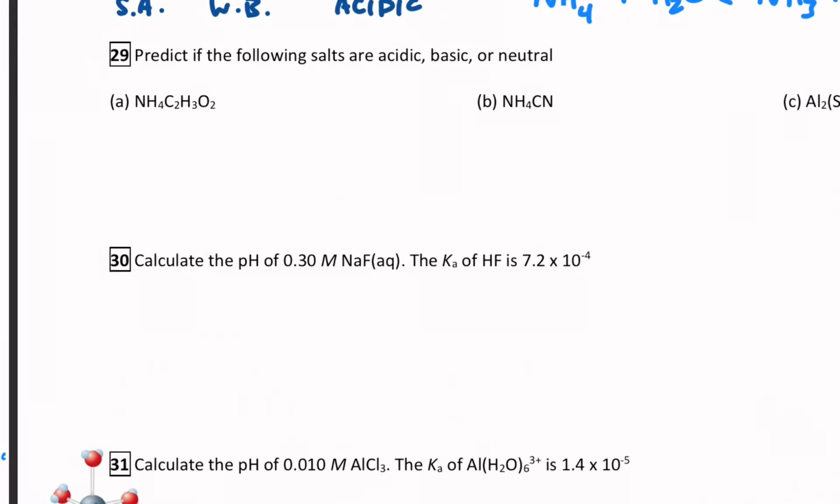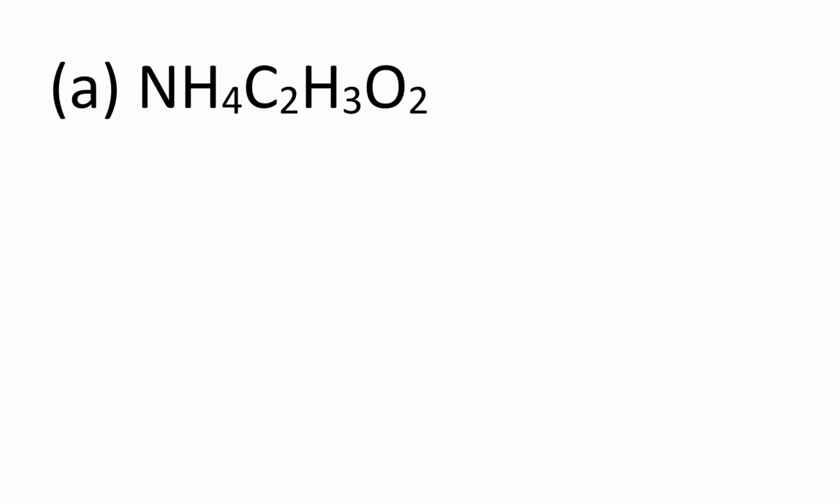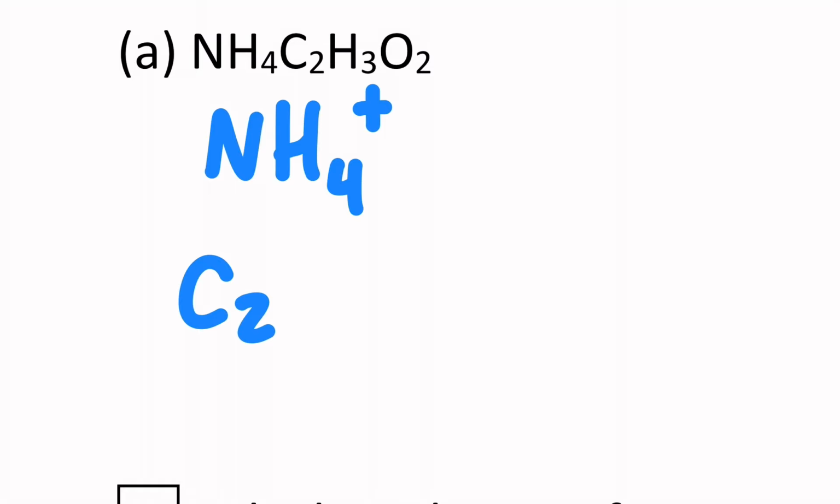Now let's look at some more challenging examples. These three salts, all three of them come from the combination of weak plus weak. So we actually need to look up some reference values in order to figure this out. So the first one is ammonium acetate. I'm going to write the separate ions, ammonium ion and acetate ion.